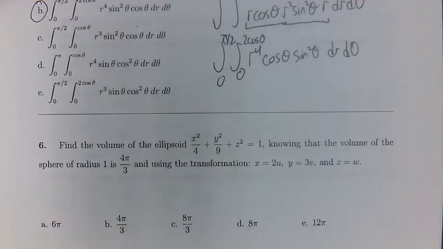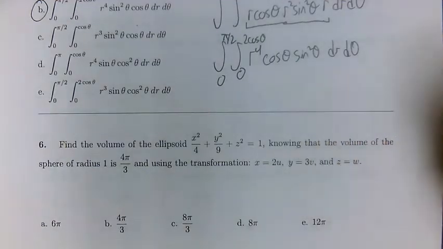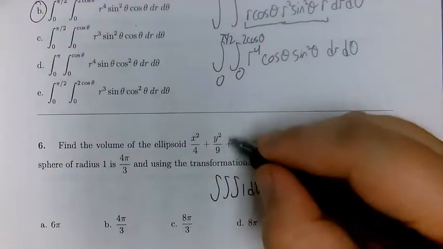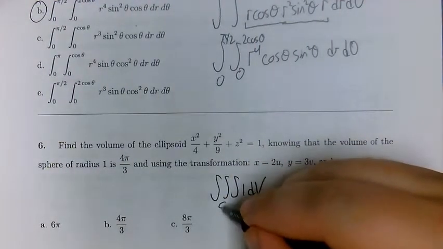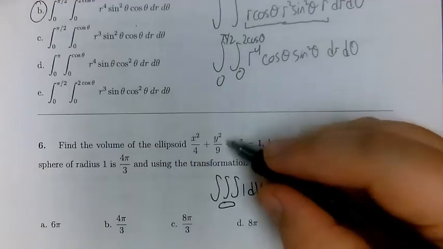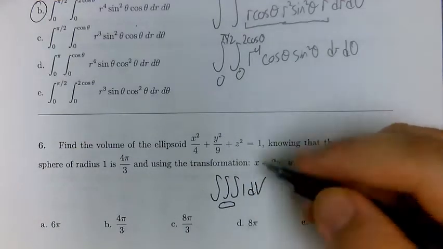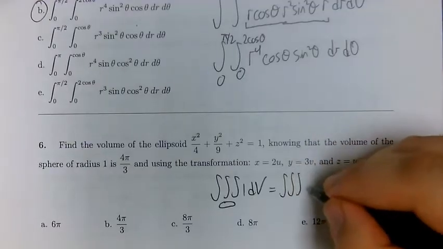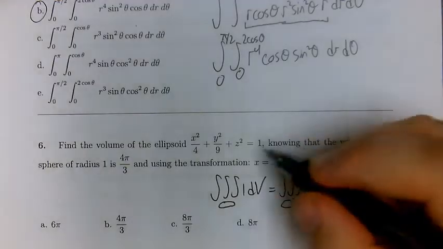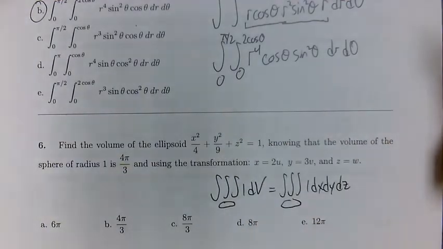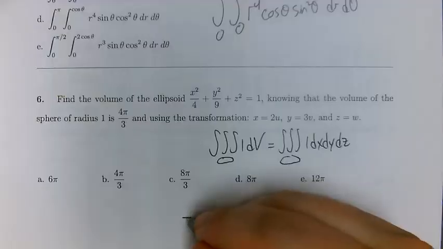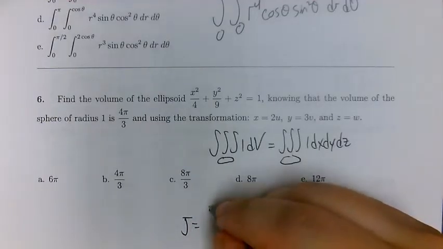I'm pretty confident we actually did this exact problem in class, but let's go ahead and do it anyways. So what we want to do is find the integral of 1 dV over this region right here. So I'll just draw an ellipsoid to represent that. Well, what we could do here is transform dV into dx dy dz. But it's kind of hard to integrate over this region with Cartesian coordinates, so let's use the substitution.